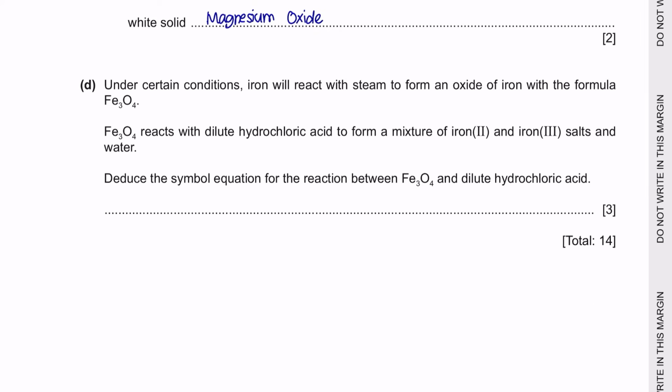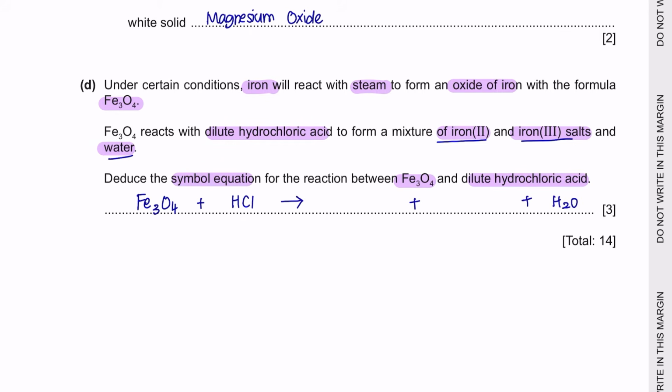Next, question D. Under certain conditions, iron will react with steam to form an oxide of iron with the formula Fe3O4. Fe3O4 reacts with dilute hydrochloric acid to form a mixture of iron(II) and iron(III) salts and water. Deduce the symbol equation for the reaction between Fe3O4 and dilute hydrochloric acid. So when it reacts with hydrochloric acid, it is going to produce two salts, one with Fe2+ and the other with Fe3+, and water.